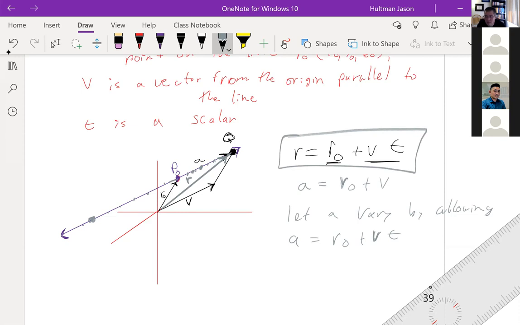Q was one specific point, and A was one specific vector to go from P to Q. But if we let A vary, then we get R is equal to R naught plus V of t. Okay, every single point on that line.